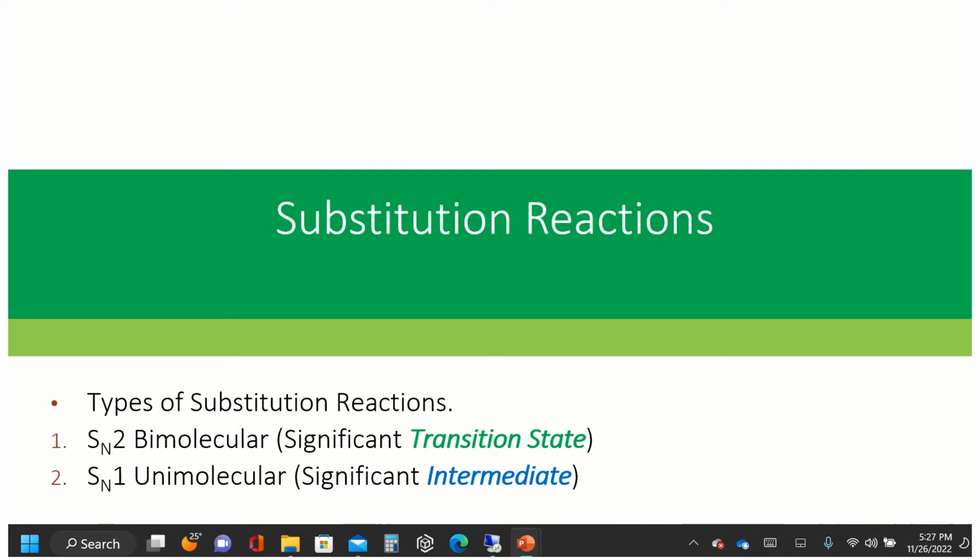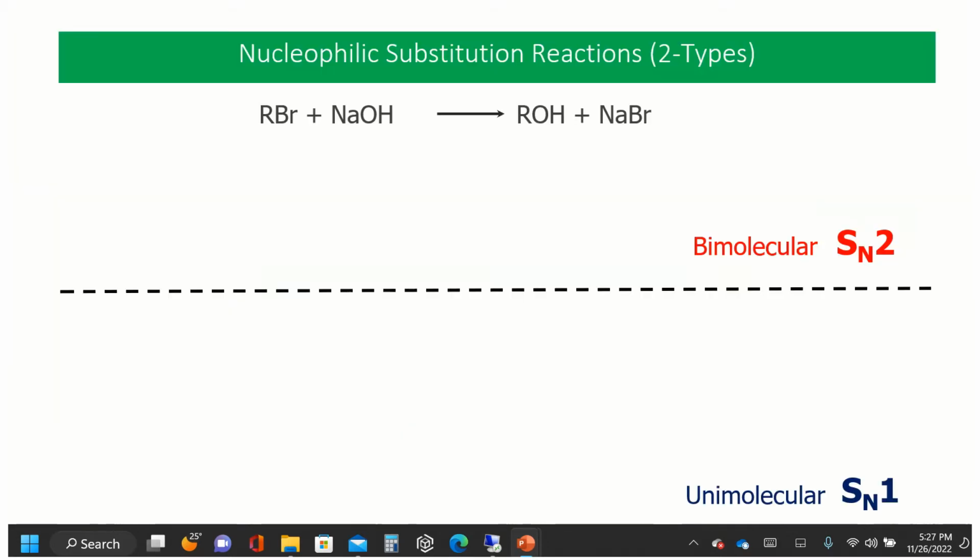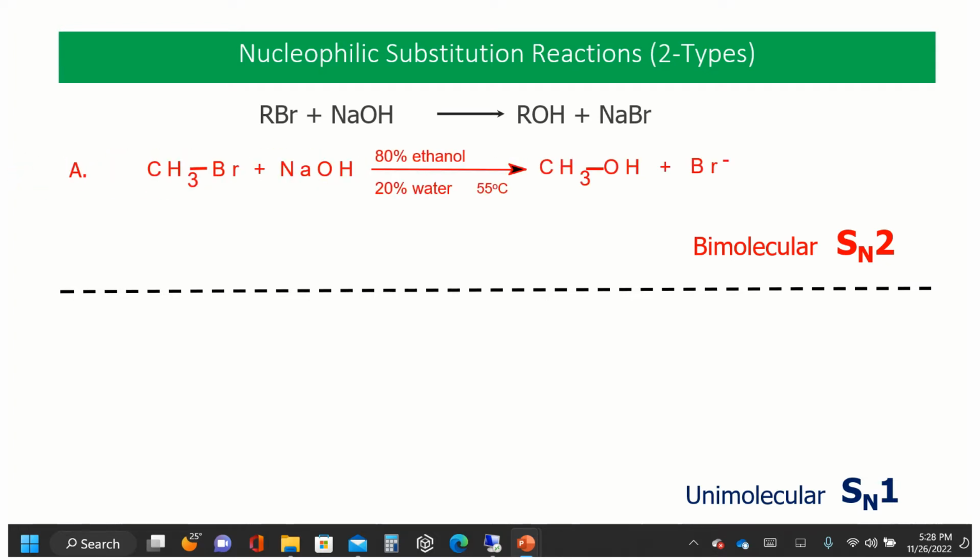And let's first look at the bimolecular. Here you can see we have sodium hydroxide, which is just reacting with an alkyl halide to form an alcohol, with sodium halide as a byproduct. So, for example, we could have the bromide reacting with sodium hydroxide, and the result is methanol. Note that there is a rate associated with this.